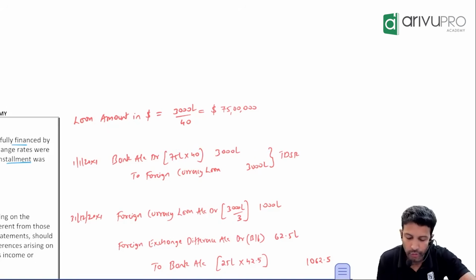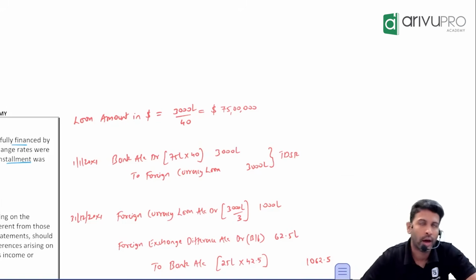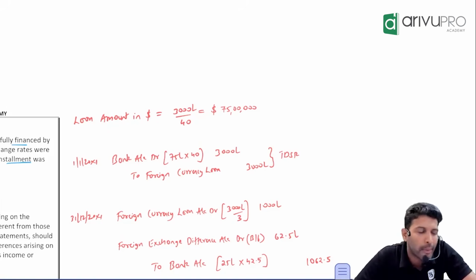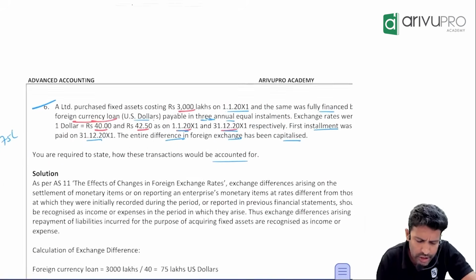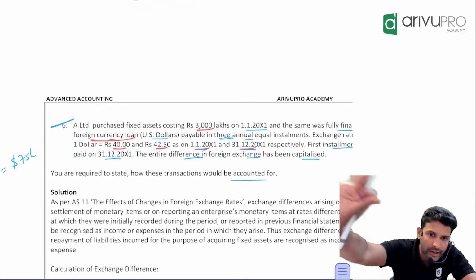Foreign currency loan is what item? Monetary item. It doesn't matter whether it is a monetary or non-monetary item. Initially, every transaction is recorded using the transaction date's spot rate. That is done. Now, did any settlement happen in the current year? Of course, one installment. When did you pay? On 31st December.